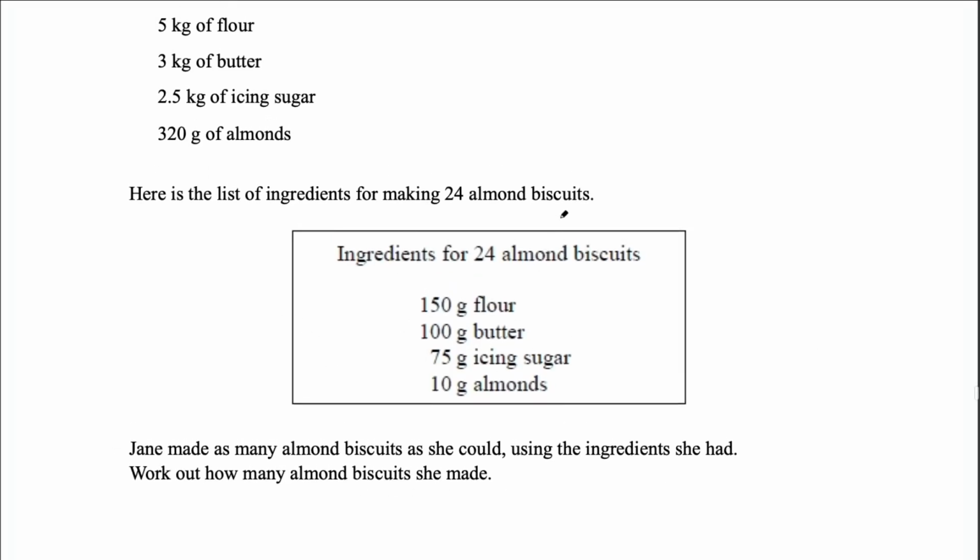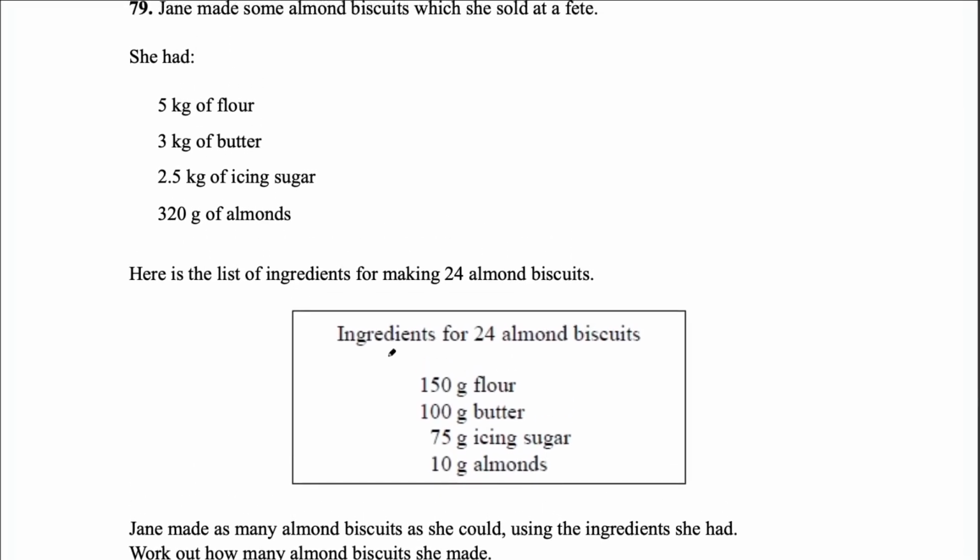So for this question, the first thing I would probably do is, because these are in grams and these are in kilograms, I would convert these to grams. So to go from kilograms to grams, you multiply by 1,000. So 5 times 1,000 would be 5,000 grams. 3 kilograms of butter would be 3,000 grams of butter. 2.5 kilograms, that would be 2,500 grams. And almonds is already in grams.